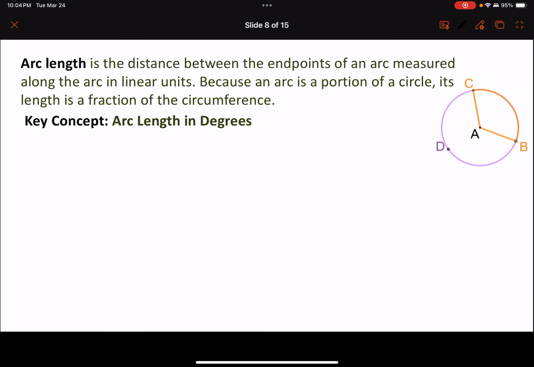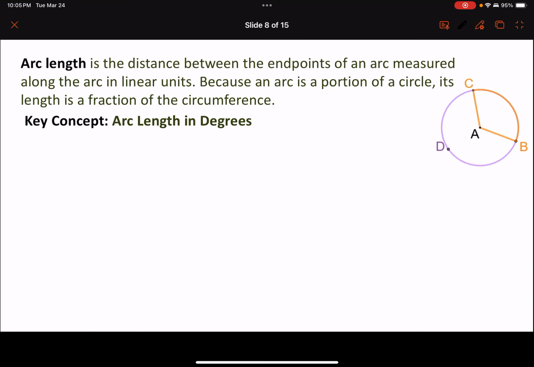All right, the last concept we need to talk about is arc length. When we want to know the length of the arc, we're asking what is the portion around the outside of the circle. So not the central angle measure, not the measure of the arc, but how much material or string would it take to wrap around that portion of the circle. So it's the distance between the endpoints of an arc, and we measure it in linear units, like centimeters or inches.